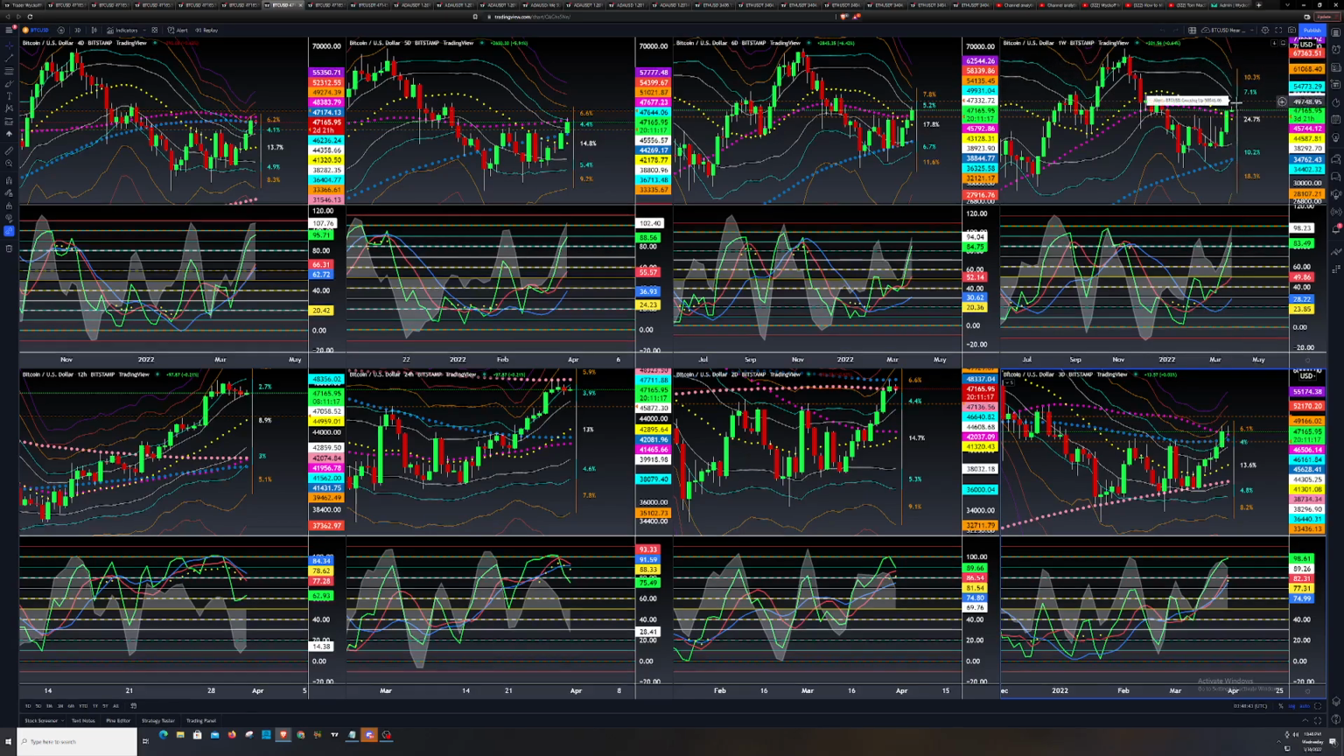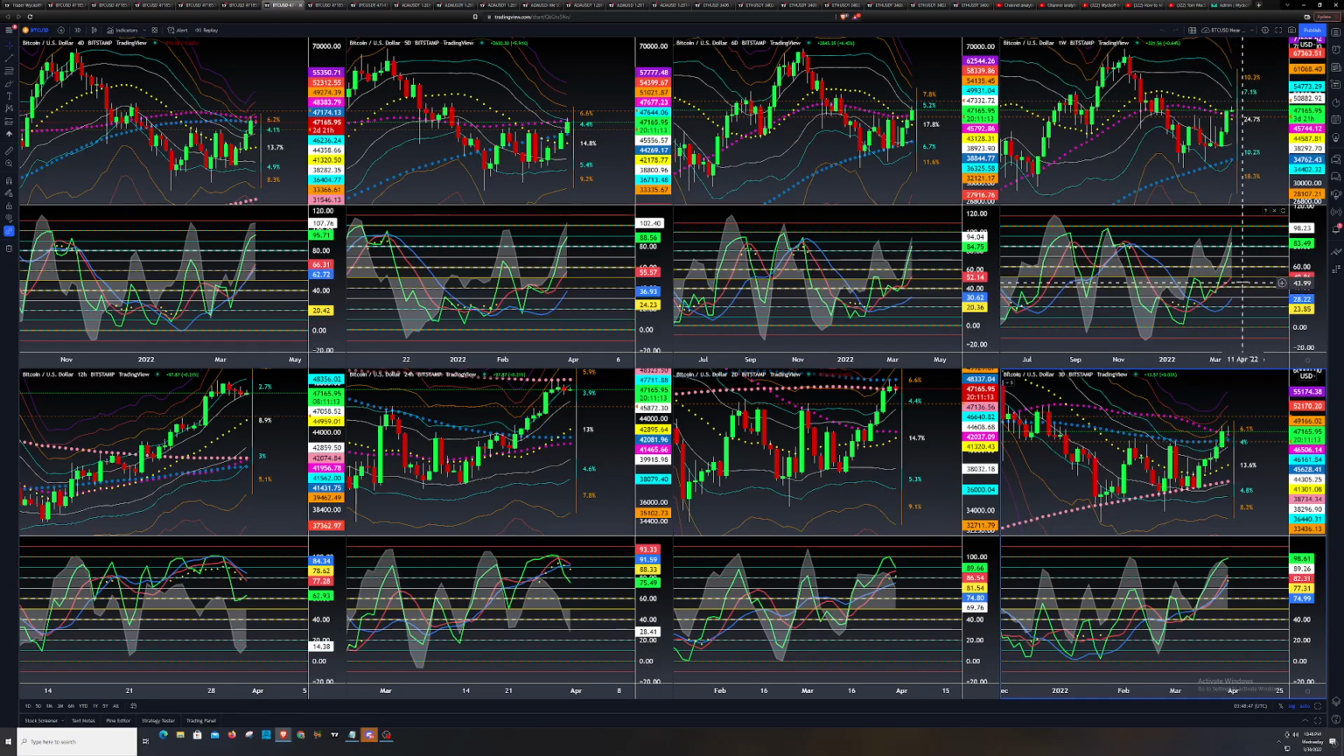I don't think we're quite ready to go up real hard yet because that blue SMA needs to get above level 40 and the red RSI needs to get above level 70. I think that would take 2 more weekly candles, 2 more.